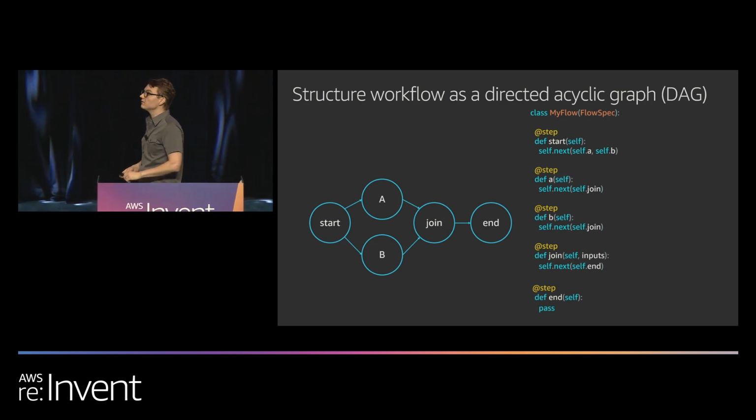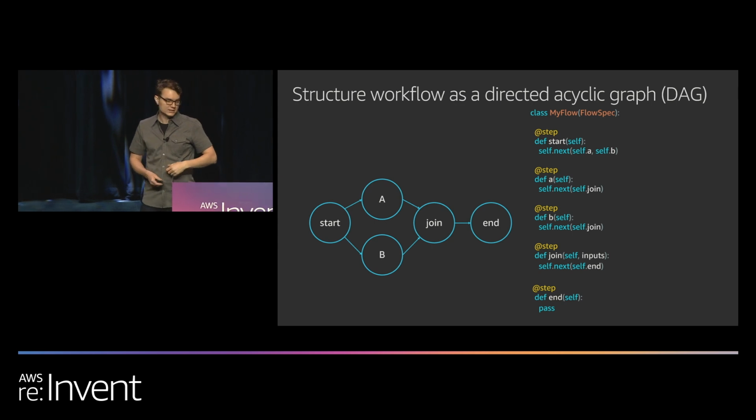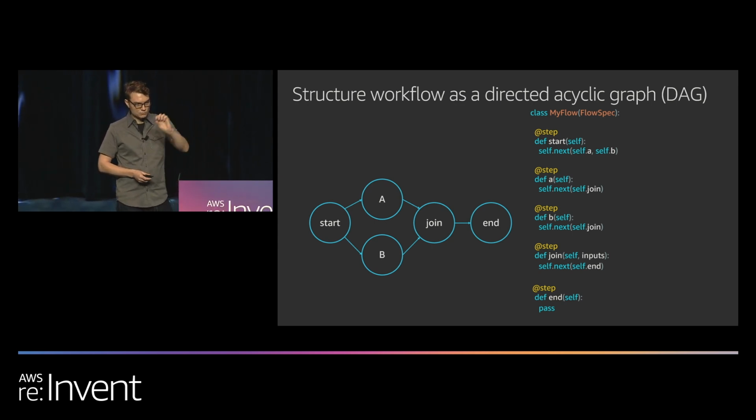How it works in Metaflow is that you just derive from FlowSpec. It's just a class, and every node of the graph becomes one method decorated with the step decorator.